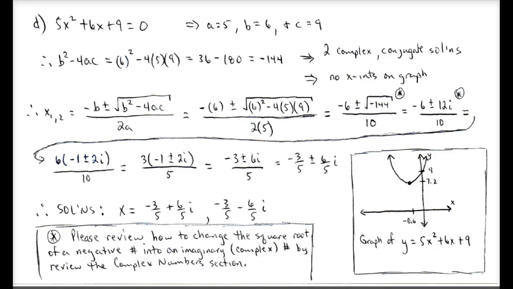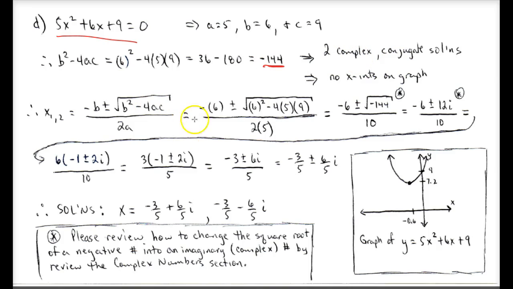For this one, we see that our quadratic equation is in the form that we need in order to extract out what A, B, and C are directly. Of course, we plug everything into the discriminant. We know B is 6, A is 5, and C is 9. So we plug all that in, and we end up getting a negative number there. Since the discriminant is negative, we know that we have two complex conjugate solutions.